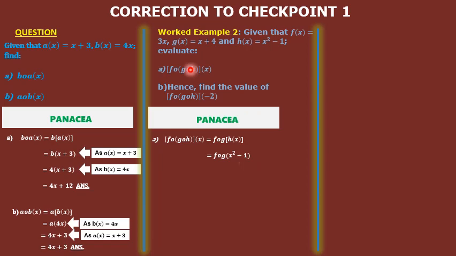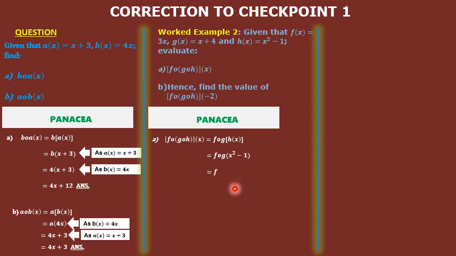You go back to the definition of g of x. g of x is what? x plus 4. So if you want to interpret this now, anywhere you see x in the original function, your input now will be what? s squared minus 1. You substitute it with s squared minus 1. So this x here, if you want to interpret it here, it becomes s squared minus 1.